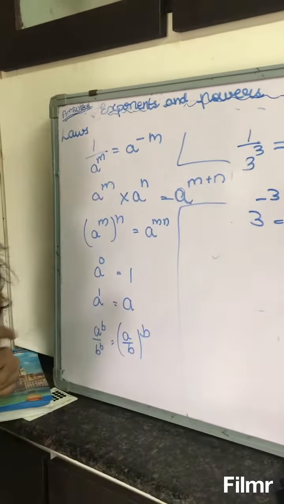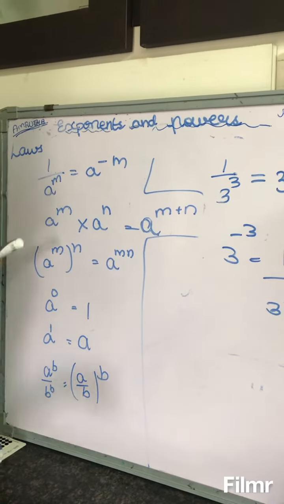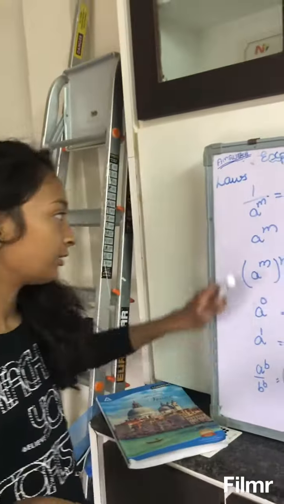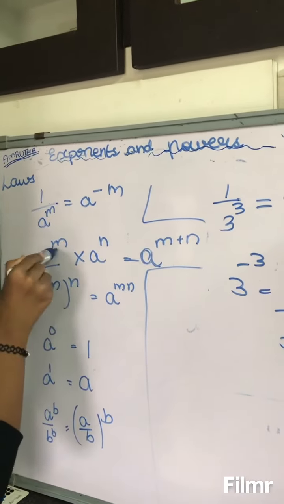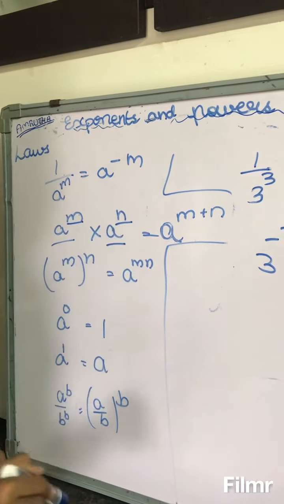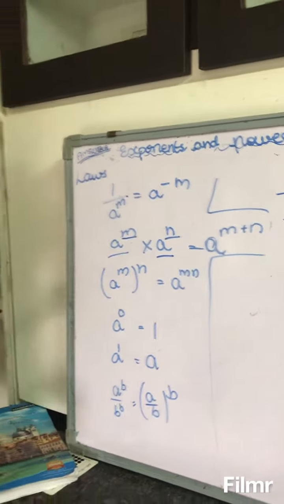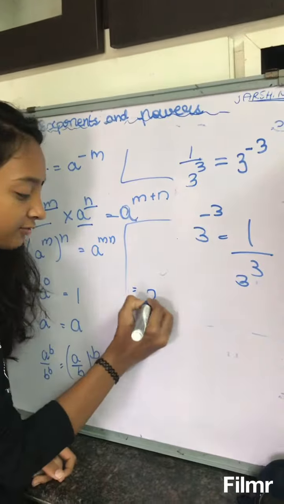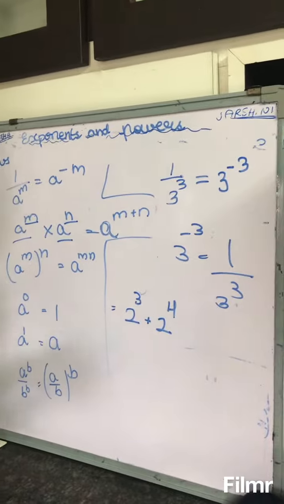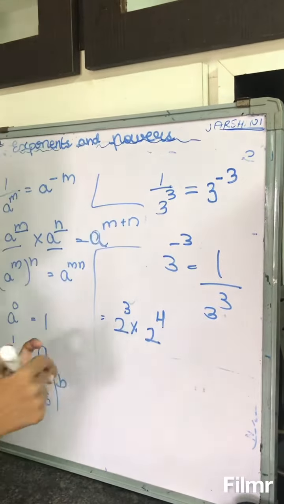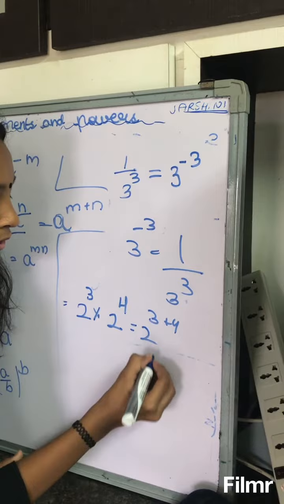Next, a to the power of m into a to the power of n. Here a can be any non-zero integer; a should not be equal to zero. a to the power of m into a to the power of n is equal to a to the power of m plus n. This is the law of multiplication. For example, if it is given 2 cube into 2 to the power of 4, you can write it as 2 to the power of 3 plus 4, that is equal to 2 to the power of 7.